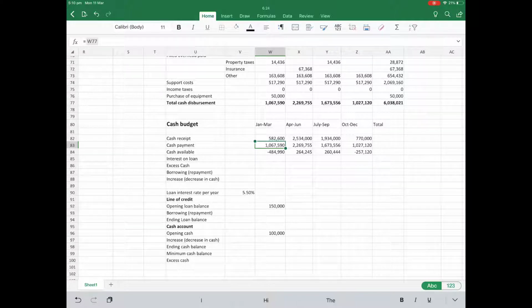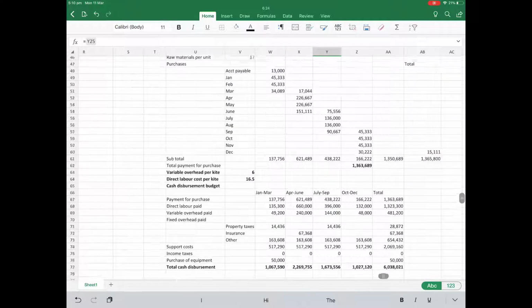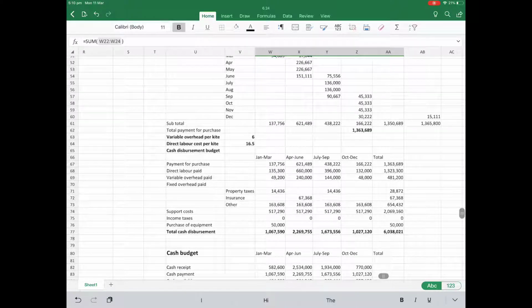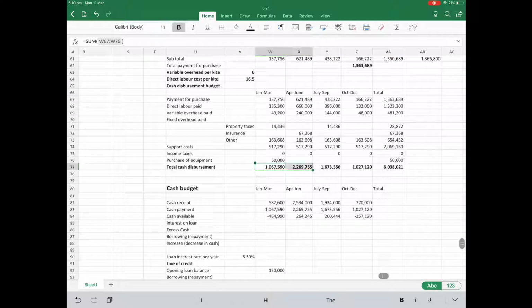So here, you see all the figures. I simply transfer from the total cash receipt here and the total cash disbursement here. So you can stop the video here and make the transfer yourself. And then the cash available is equal to the cash receipt minus the cash payment. You can stop the video here and do everything up to this stage, and then come back. We will do the rest.